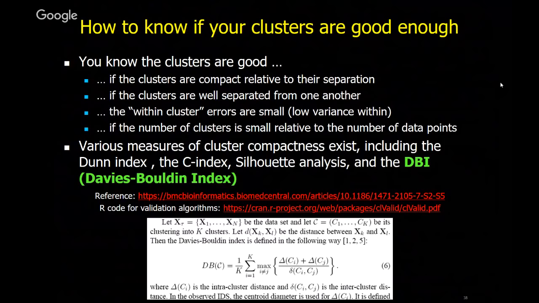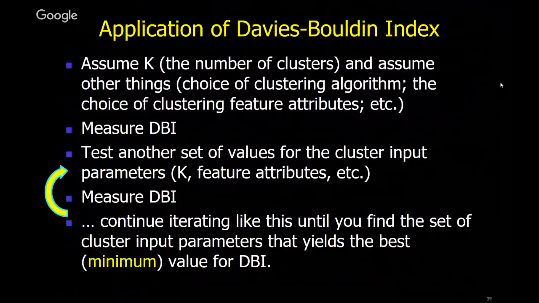Then when you found the minimum value of this index, DBI, then you found the best, or the optimal, set of clusters that you could possibly find. So it's really an iterative process. So this is the data science side of this.